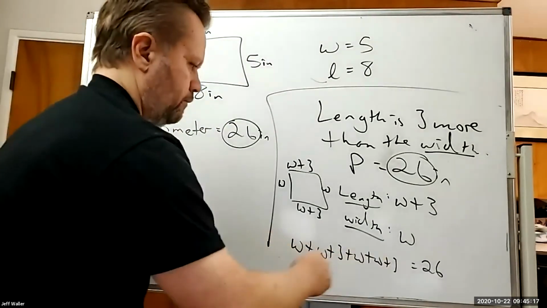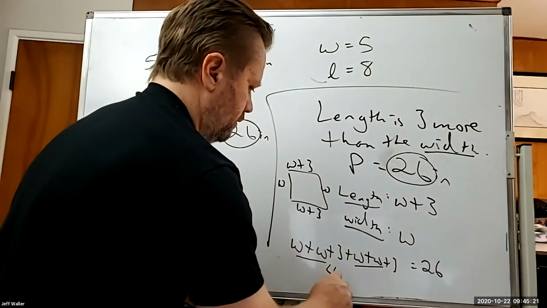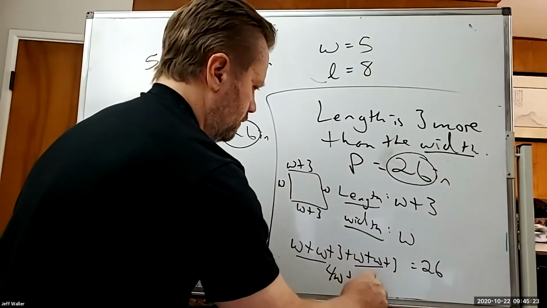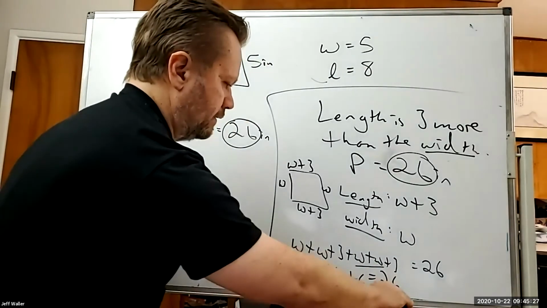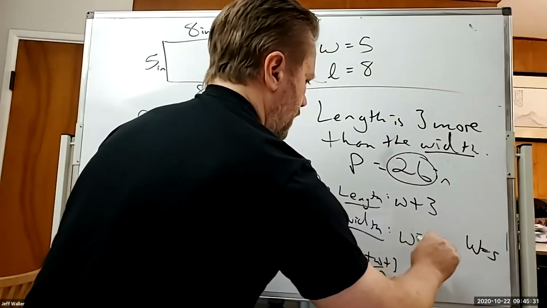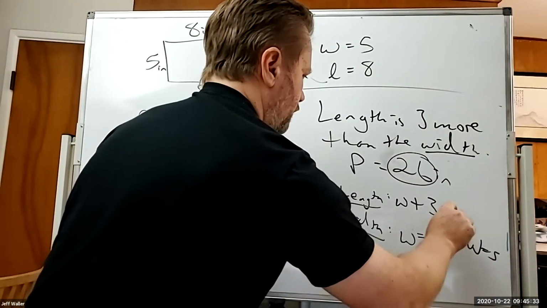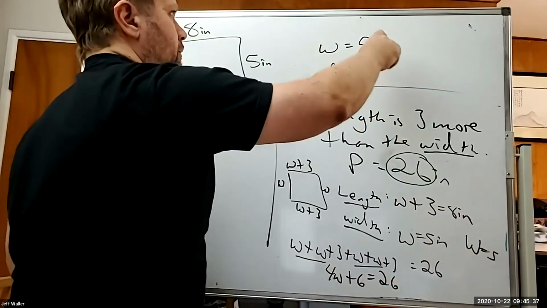So let me see. To do this real quick, W is 4W. 3 and 3 is 6. Subtract 6 from 26 is 20. Divide by 4 is 5. So that's 5 inches. And 5 plus 3 is 8 inches, which is what we already knew the answer was going to be.